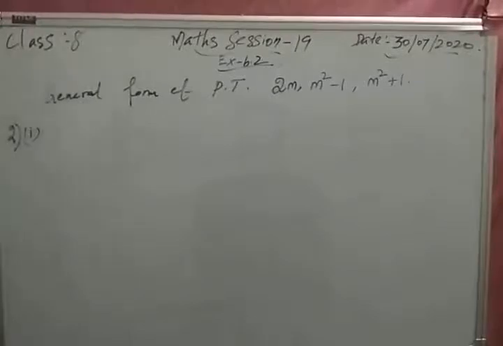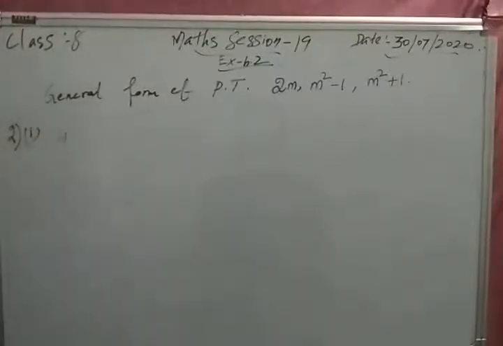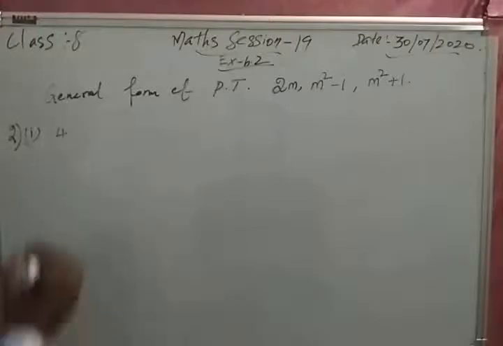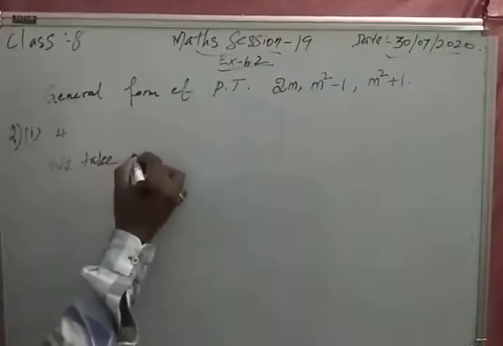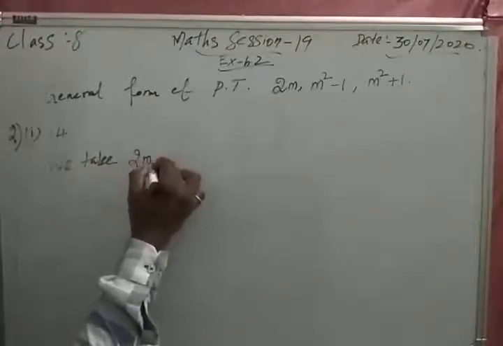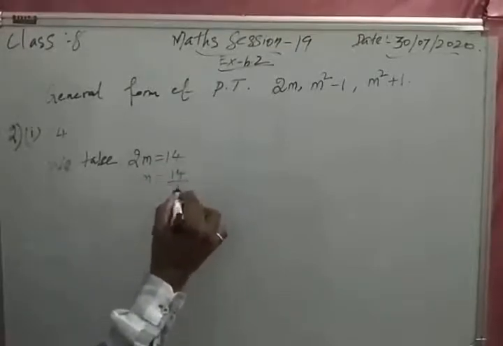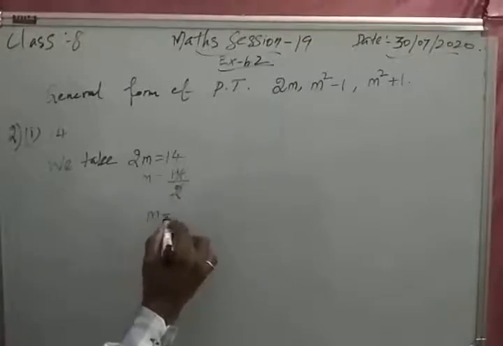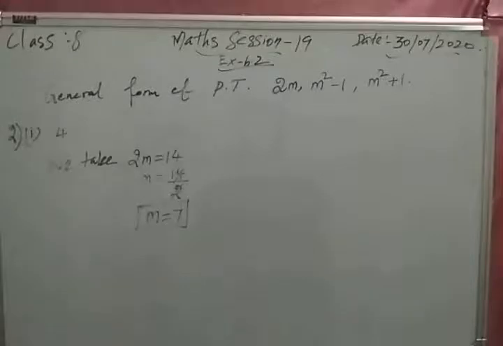Same, only we have to take the second one. That question is 14. Now we take the first value, 2m is equal to 14. Then m is equal to 14 divided by 2. M is equal to 7. We took the value of 7.